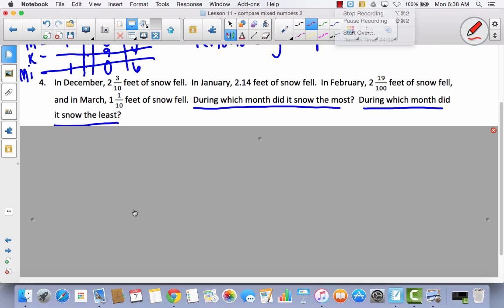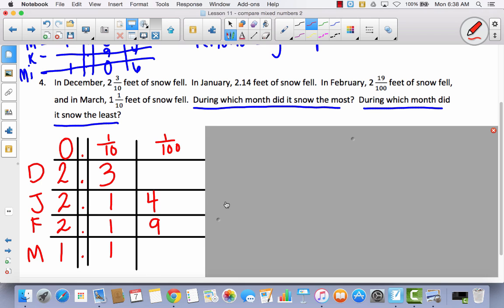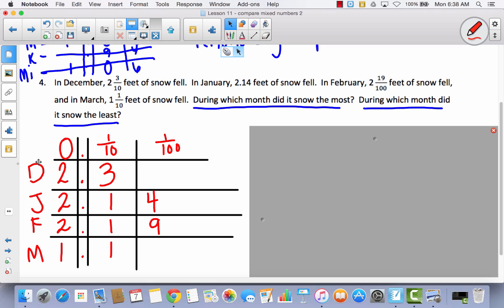Okay, so hopefully you paused the video and you tried to solve this problem all by yourself. Now, I don't know if you chose to draw a place value chart, but that's what I chose to do. And you can see that I took the time to make this one look a little bit nicer. And you can see that I labeled this ones, tenths, and hundredths. And then you can see D stands for December, and then January, February, and March. And then I just went in and I filled this in. 2 and 3 tenths, 2 and 14 hundredths, 2 and 19 hundredths, and 1 and 1 tenth.